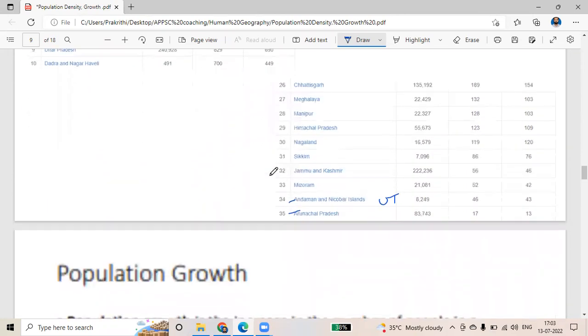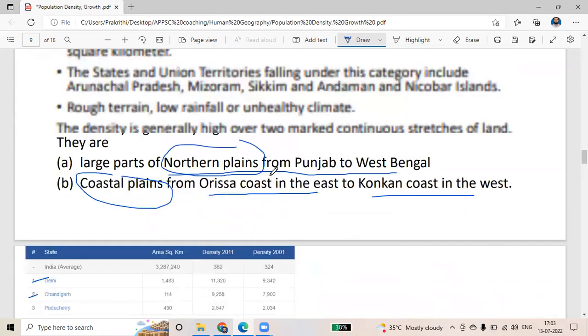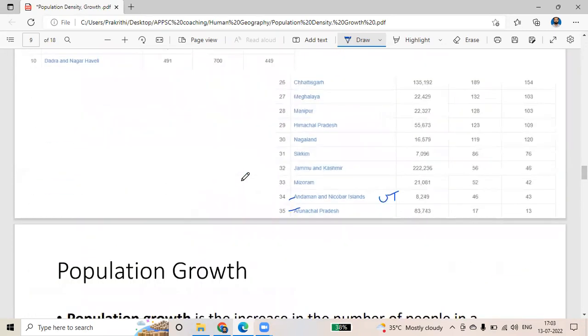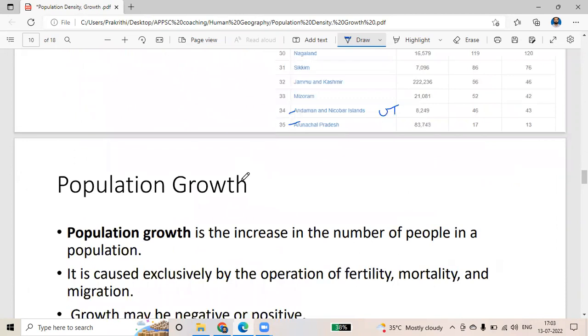So this is how the population density is being distributed throughout the world and in India. Now we can look at the population growth. Just like population density, population growth is also an important factor which influences the growth of a place. So what does this population growth stand for?